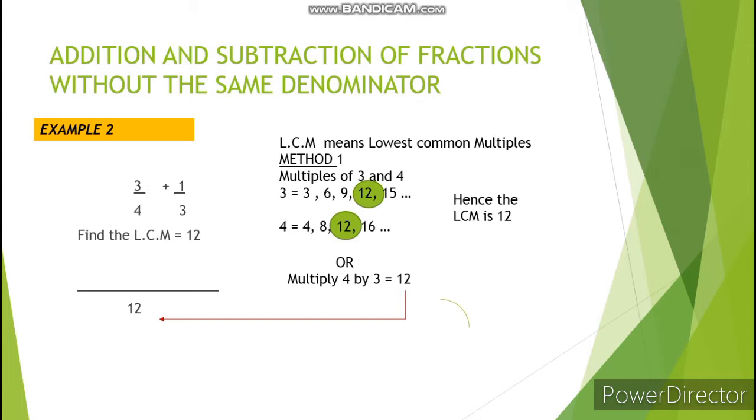Now we are going to get the lowest common multiple of the two denominators, that is 4 and 3. Now how do we do this? When I say multiples, we get the multiples of 3. The multiples of 3 are 3, 6, 9, 12, 15, 18, just by adding 3, adding 3, adding 3. And if you want to get the multiples of 4, we add 4. It starts from 4, 8, 12, and so on and so forth.